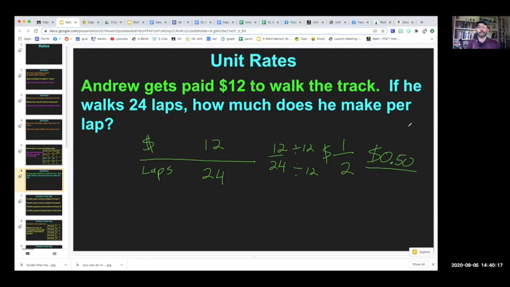Now that's a hard one, and I'm only giving you this one because there's a problem that's just like this in your book that you're going to do for homework. So if you forget it, pay attention to this.